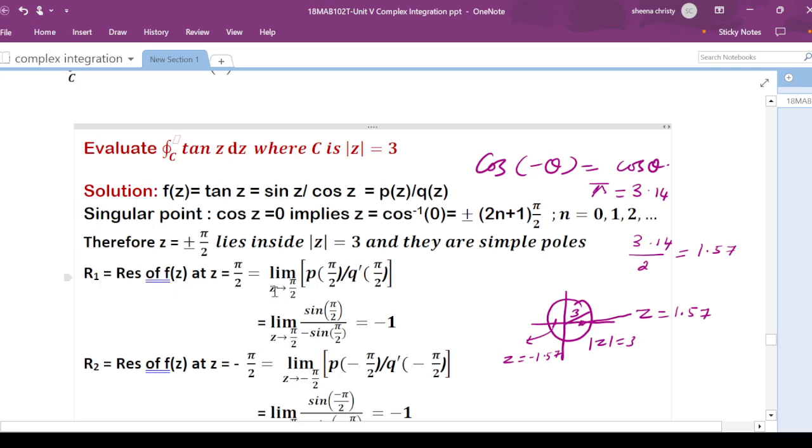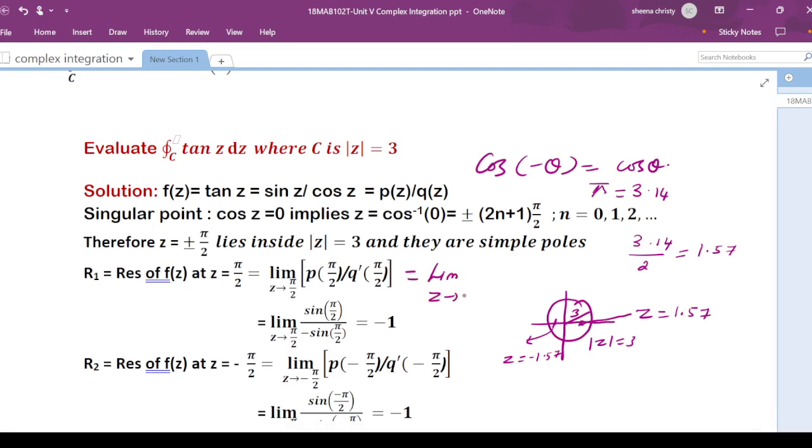In that case, you need not write z tends to pi by 2. If you want to write it, let it be limit z tends to pi by 2, p of z divided by q dash of z. Here, what is p of z? P of z is sin z. What is q of z? Cos z. What is the derivative of q of z? Minus sin z. So put z equal to pi by 2, sin of pi by 2 divided by minus sin of pi by 2. These two get cancelled, you are having minus 1.